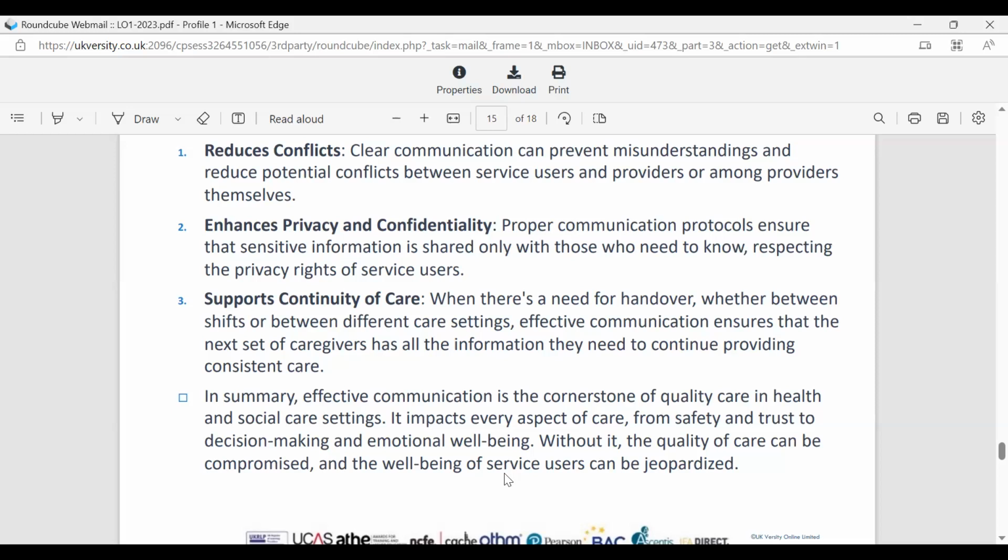It supports continuity of care. So when there's a need for handover, whether between shifts or between different care settings, effective communication ensures that the next set of caretakers has all the information they need to continue providing consistency. I think that's really important. Why do you think that's important? They're all very important in the communication, but when you're going to hand over and you finish your shift, why is effective communication so important in that instance?